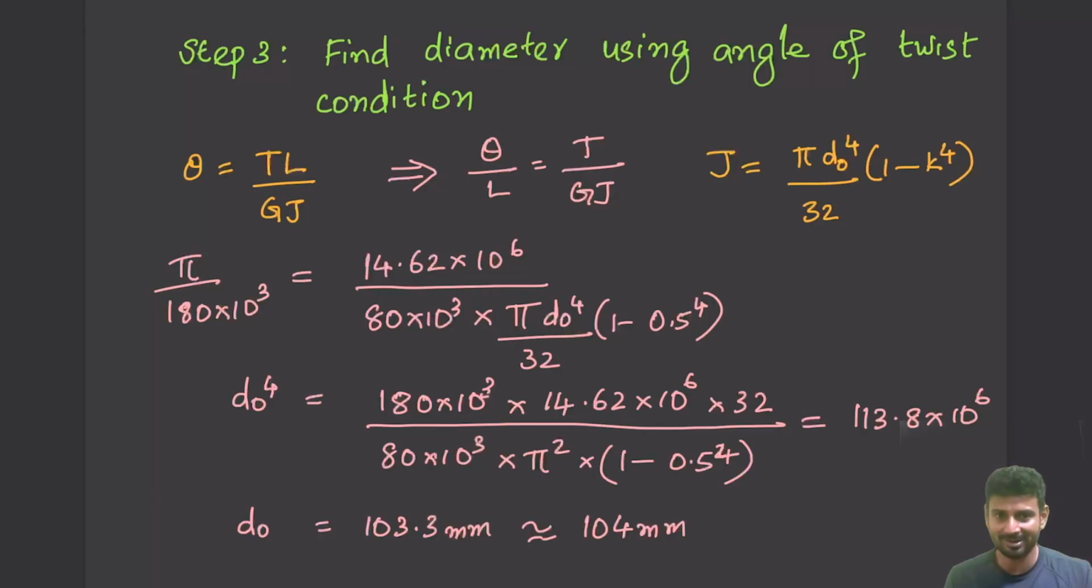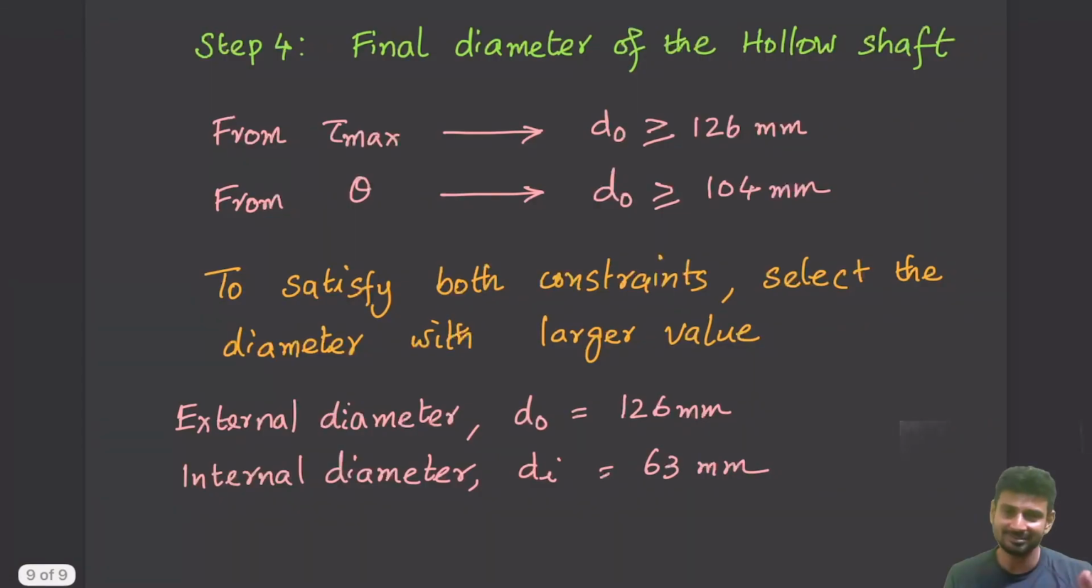One is the Tomax criteria, second is the angle of twist criteria. Now which diameter we should take? The idea is the same. So the final diameter of the hollow shaft: from Tomax, the outer diameter value is 126, and from the second criteria theta, we have the diameter value as 104 millimeters. Now to satisfy both these constraints, select the diameter with the largest value, which is 126. So the external diameter of the hollow shaft is 126 millimeters, and the internal diameter is half of that, which is 63 millimeters. So now we have solved the problem fully.